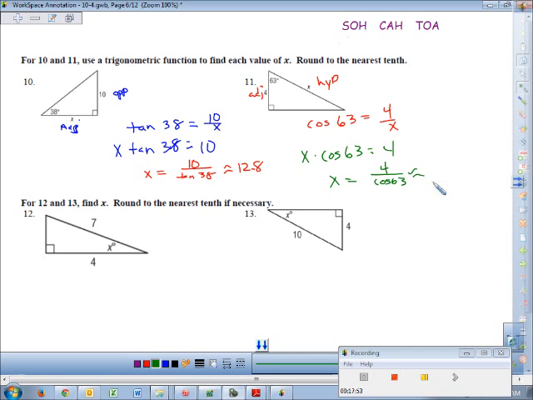Punch that in, round to the nearest tenth. Should it be more or less than 4? Well, you can use your reasoning skills. It has to be more than 4 since this is the hypotenuse. 8.8, is that what you got approximately? 8.8. Cool. Next one.